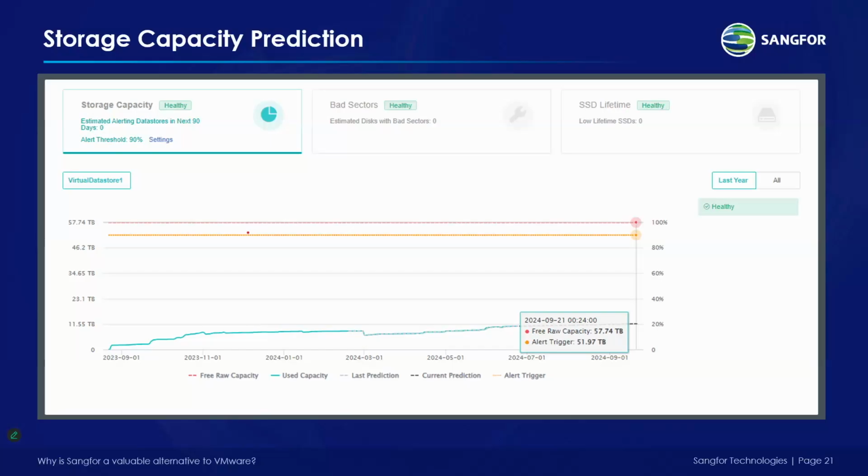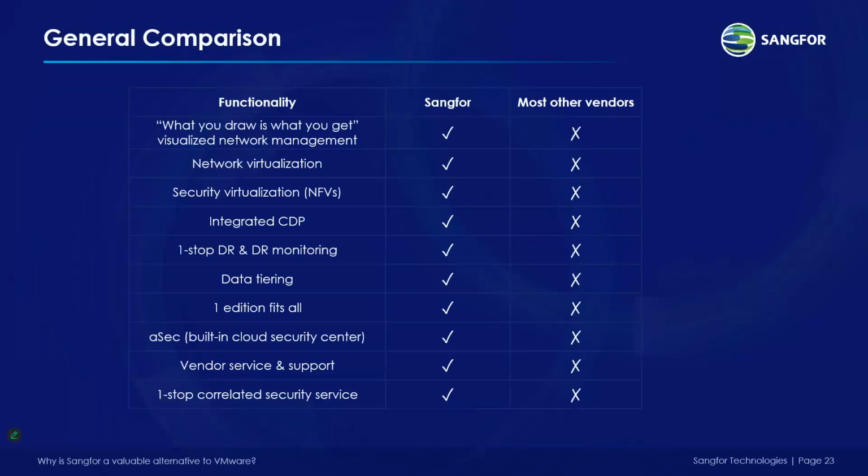And then a little bit of comparative study. So this is what you get in a general comparison. So the functionality what Sangfor can bring in, like what you draw is what you get functionality, the NFV functionality, integrated CDP, and things like that.